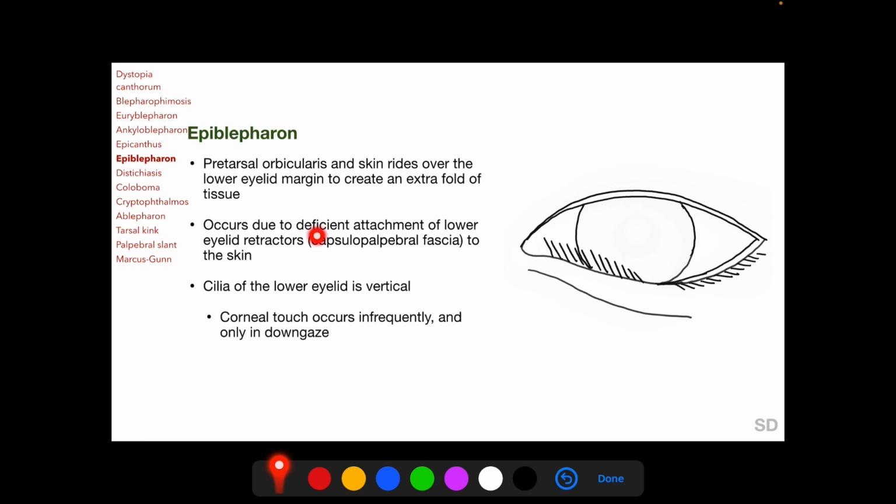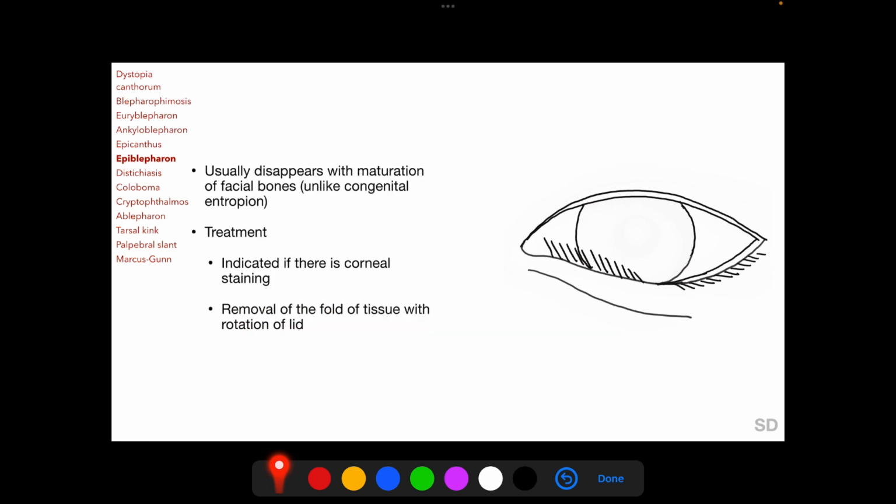Epiblepharon occurs due to deficient attachment of the lower eyelid retractors to the skin, and the cilia on the medial aspect of the lower eyelid are oriented vertically, but corneal touch occurs infrequently and only in down gaze. Epiblepharon usually disappears with maturation of the facial bones, unlike congenital entropion, and treatment is indicated if there is corneal staining and is done by removal of the extra fold of tissue with outward rotation of the lower eyelid margin.